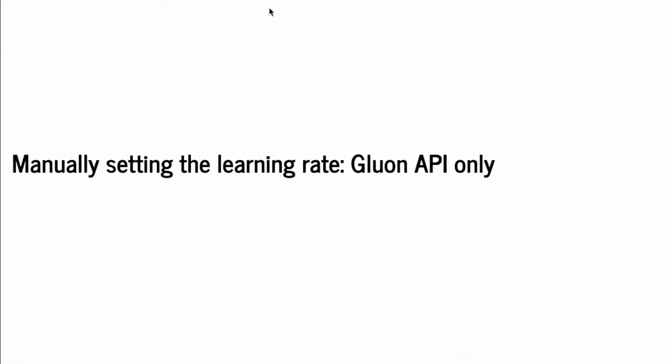So there is another method for setting learning rates and using learning rate schedules, but this is much more manual than we've seen before. Before, everything was handled automatically by the optimizer and the trainer, but in this case we're going to manually use the schedule and manually set the learning rates. And this is used for Gluon only.